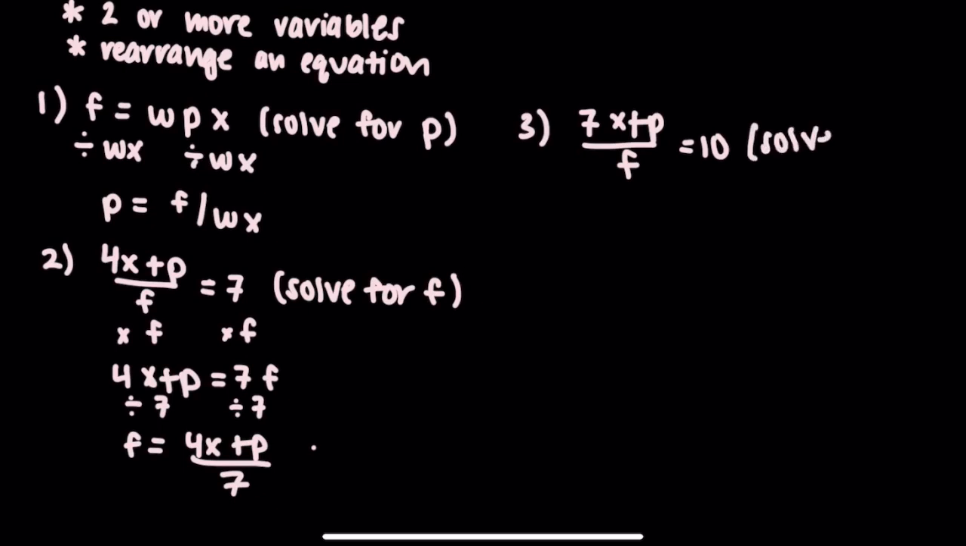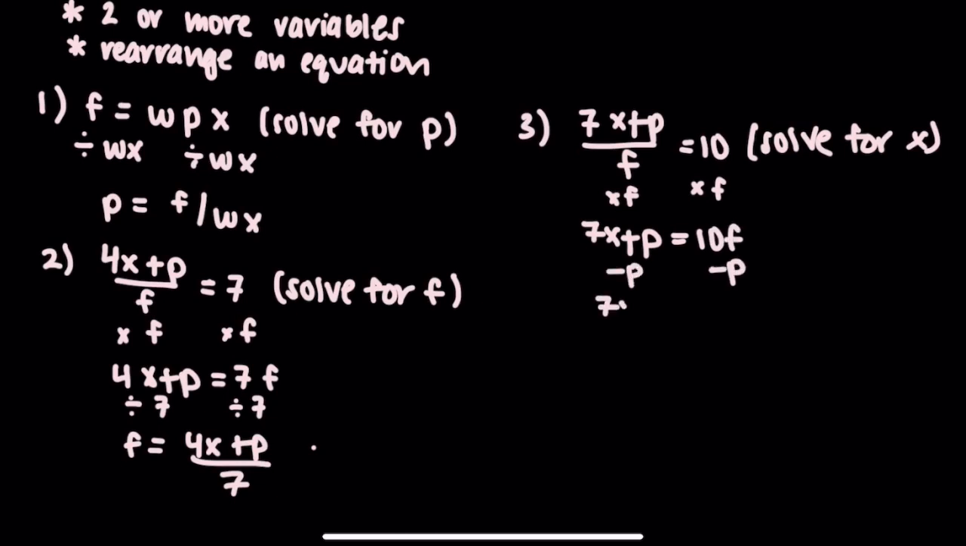In our third example, if the quantity of 7x plus p is divided by f and it equals 10, and we are asked to solve for x, then if we multiply both sides by f, then 7x plus p equals 10f. If you subtract p from both sides, then 7x equals 10f minus p. Now, if you divide both sides by 7, then x equals the quantity of 10f minus p divided by 7.